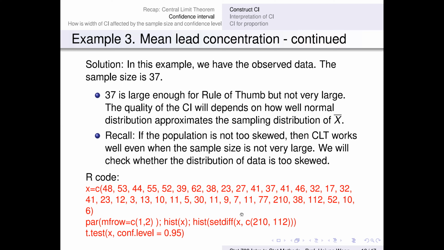In this case, because of the two large values, 210 and 112, here I'm also considering removing those two values. So how do I remove? I use the set difference. x is the originally observed sample, and I put the 210 and 112 in there in the set difference, which will remove those two numbers, and then I recompute the histogram. Beyond that, this slide, in the last line, also shows t.test with the x in there and confidence level 0.95.